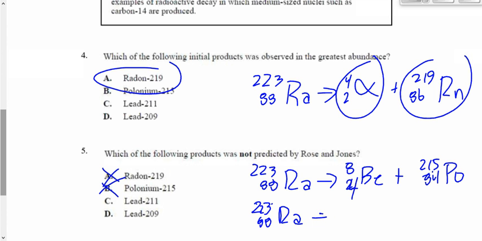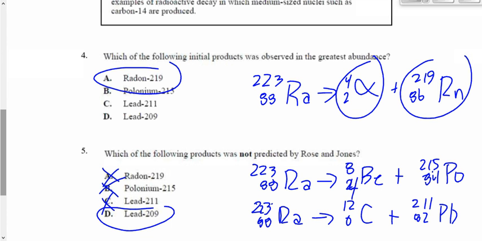They predicted triple alphas. 12 plus 211, 6 plus 82, that's lead, I think. Lead 211. So they would have predicted lead 211 would have been produced as well. So which of the following was not predicted by them? Lead 209, D. Does that make sense?